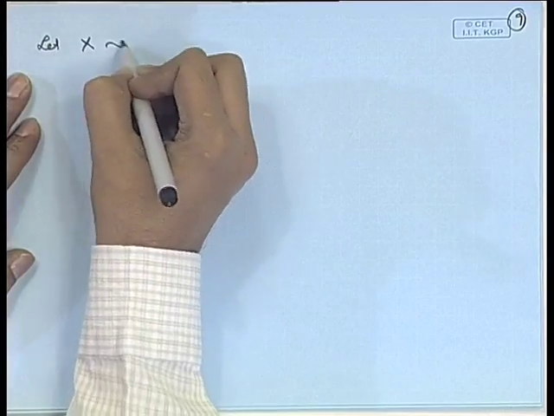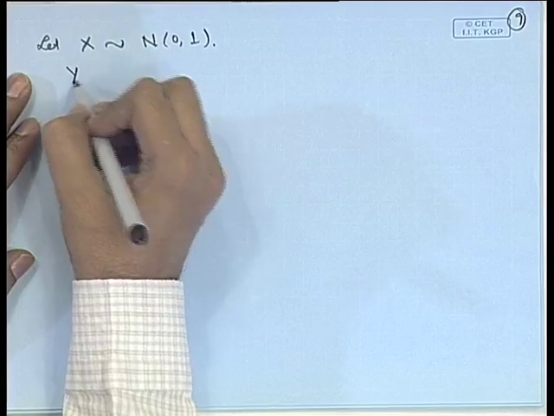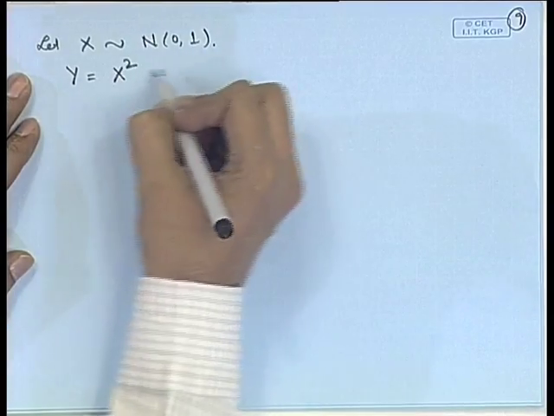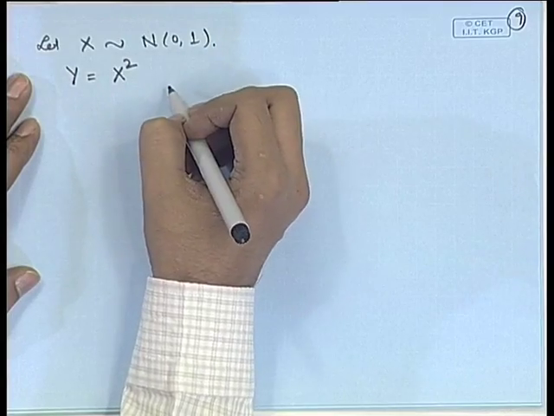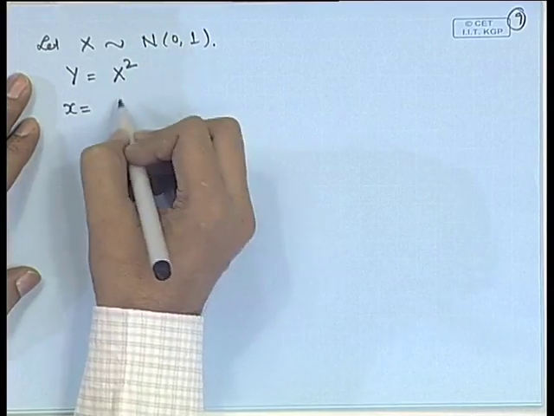Let X follow normal 0, 1. Let us define say Y equal to X square. We want the distribution of Y. So, we look at the inverse transformation. It is a 2 to 1 transformation.